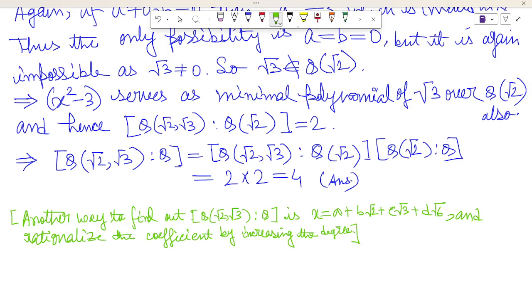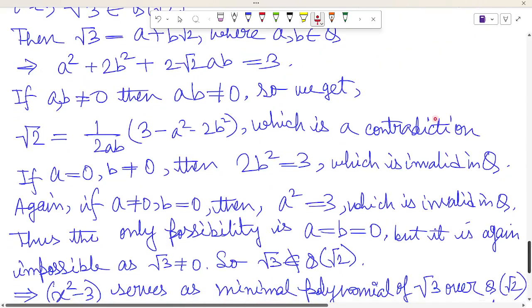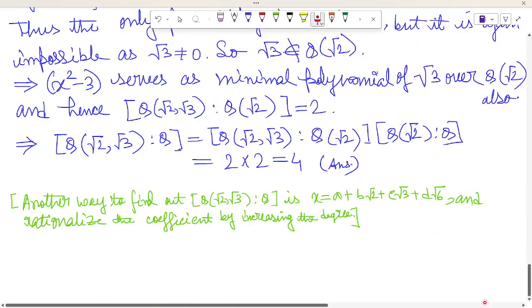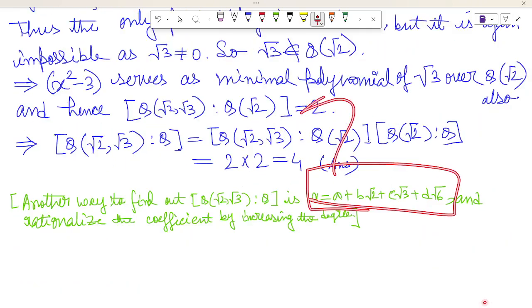But in this process, that is the utility of this process. We don't need the minimal polynomial of this big thing. This is very lengthy. We can avoid this in this process.